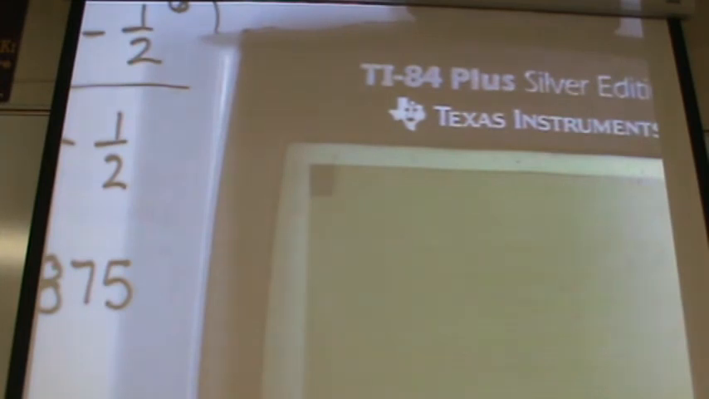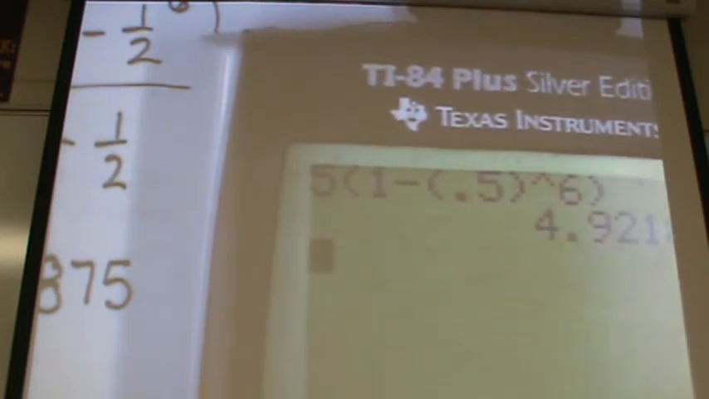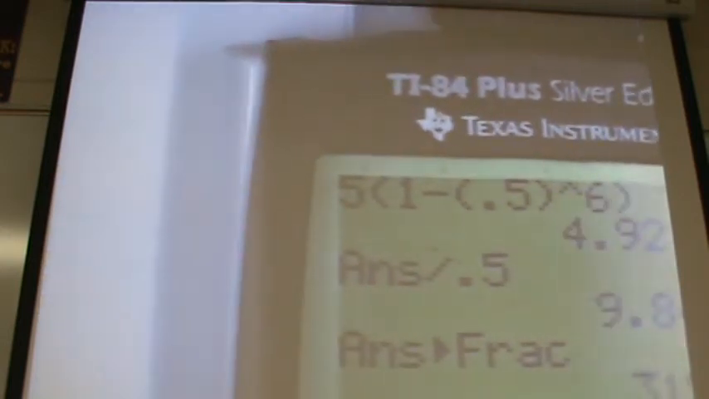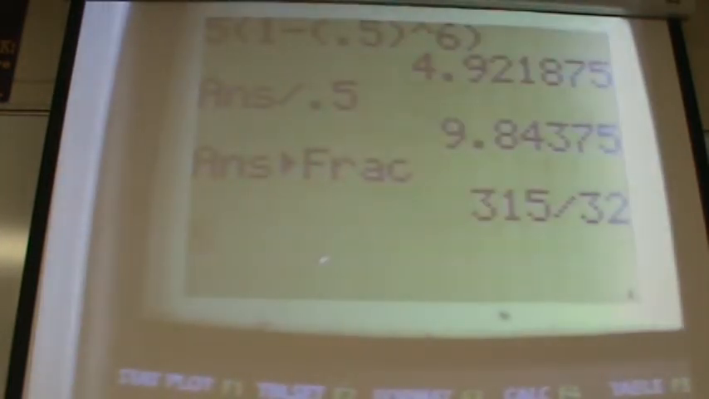Okay, so we've got 5 times 1 minus, then I'm going to put 0.5 in parentheses, raise this to the 6th power, and then end my parentheses. And then I'm going to figure out what that answer is, and then divide this answer by 0.5, and that's the answer. Now if I want to see what it looks like as a fraction, I hit that, and I get 315 over 32. So that's another answer, either one, 315 over 32.